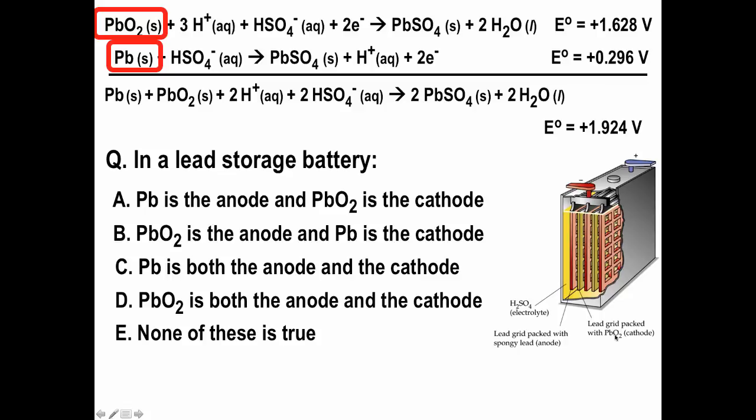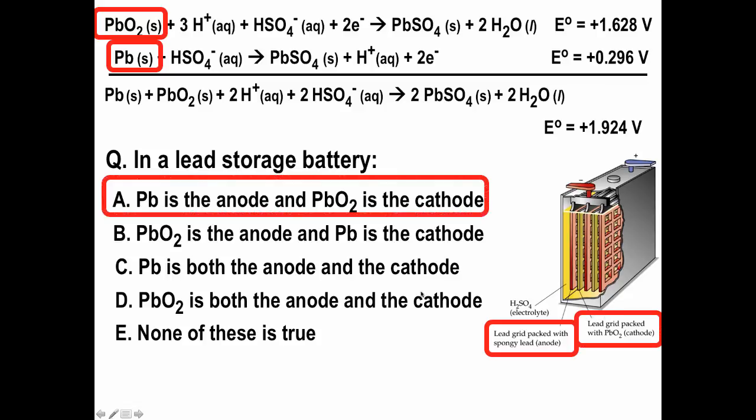Note that the lead oxide is actually coated on or packed within a lead grid, and the lead grid that's just packed with lead is the other electrode. And in the case of this particular cell, the lead is where oxidation occurs, so that's the anode, and the lead oxide with the lead that holds it in place is where reduction occurs, and so that's the cathode.